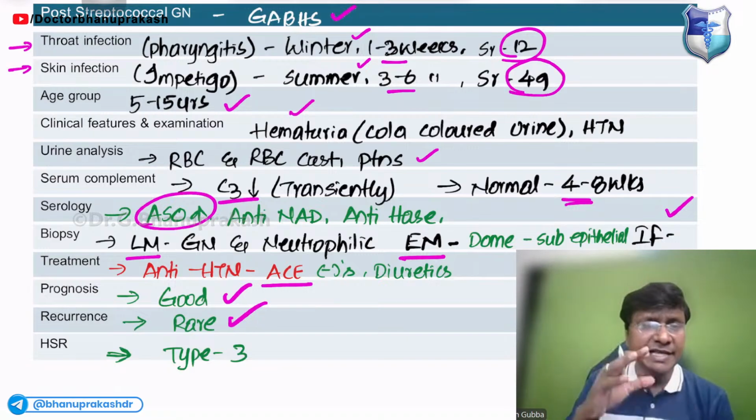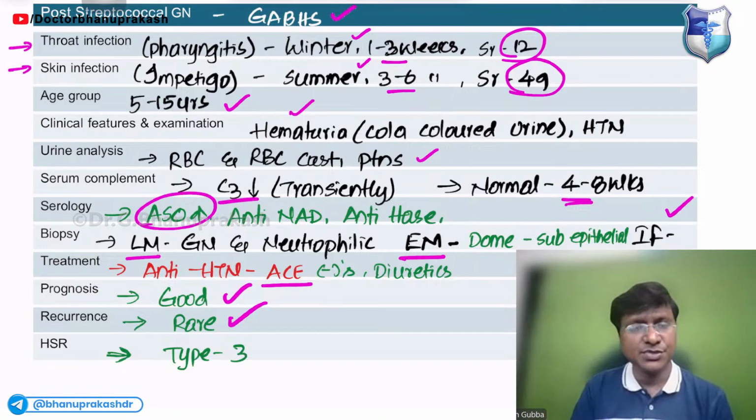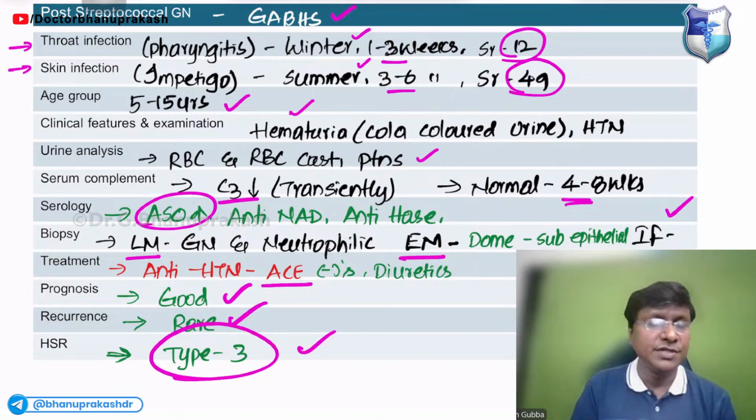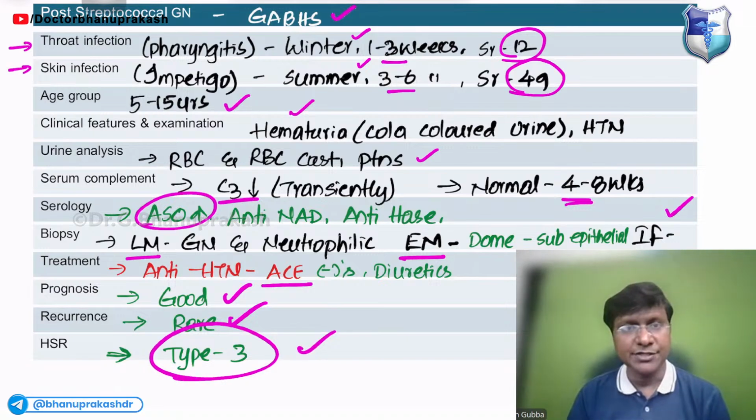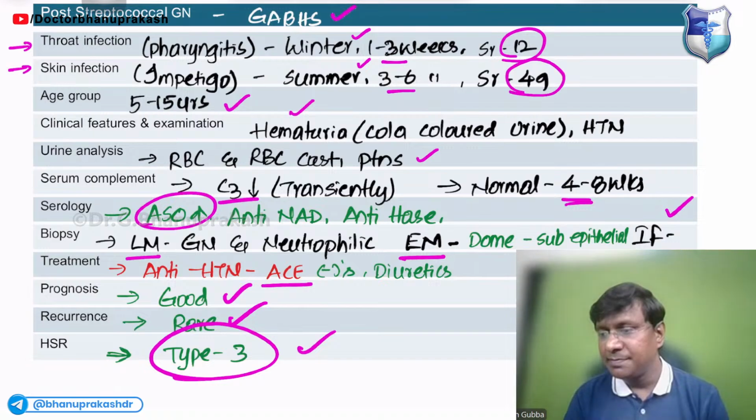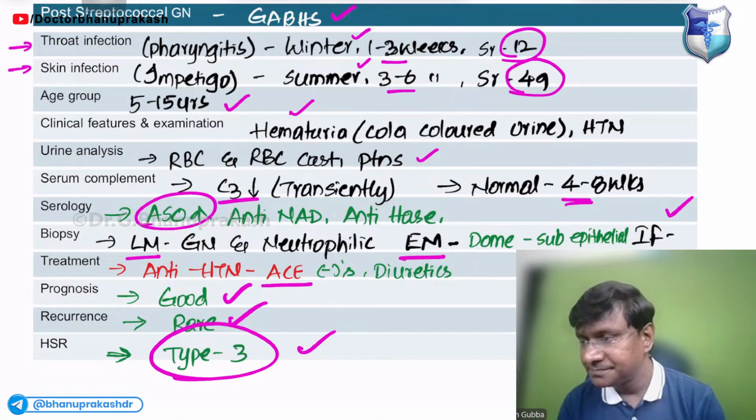And the problem here is immune complex deposition. Because it is immune complexes which are deposited within the glomerulus, this will result in the development of a type 3 hypersensitivity reaction. Okay, so this is the problem in patients with PSGN. Right.